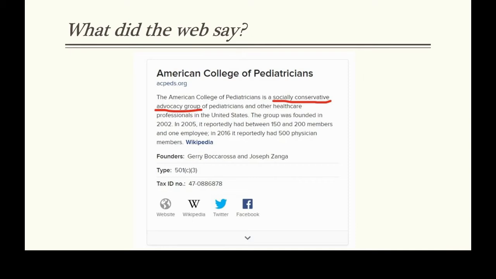But the point here is not to look at what the group's website says about itself, because they're going to more than likely lie. You need to go out to the web and see what others are saying about it. That's where you're going to find out the truth about the site.